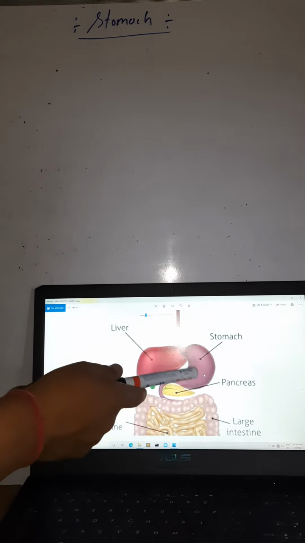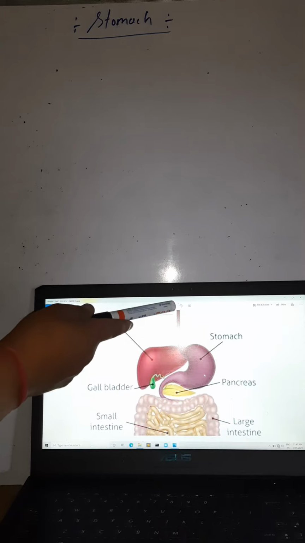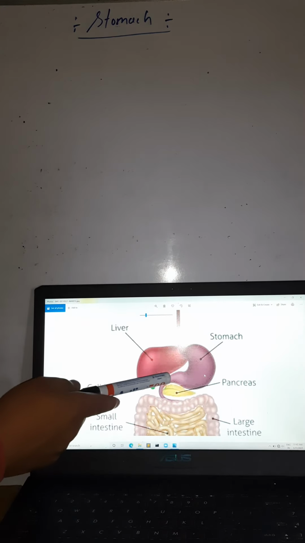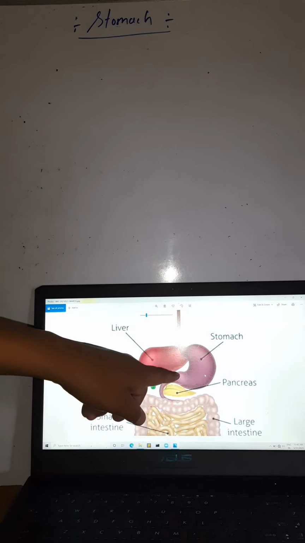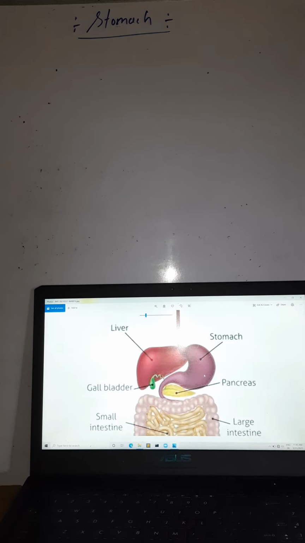Okay, so here you can see stomach is the third organ through which the food goes down. So now the food after the esophagus is reaching our stomach. This is the widest organ and it is J-shaped. Okay, you can see the shape of the stomach. It is just like the shape of J. Okay, so this is the stomach.